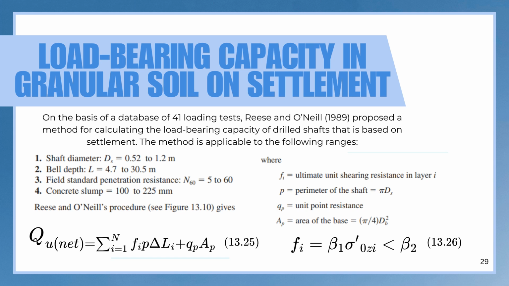Next is the load bearing capacity in granular soil based on settlement. This section introduces a method based on settlement, developed from load test data by Rees and O'Neill. Instead of only using theoretical equations, this approach relates load capacity directly to how much the pile settles. Equation 13.25 shows that the ultimate load is made up of two parts: the shaft resistance, which is the sum of friction along each layer, and the base resistance at the pile tip. This method provides a more realistic estimation because it considers actual field behavior.